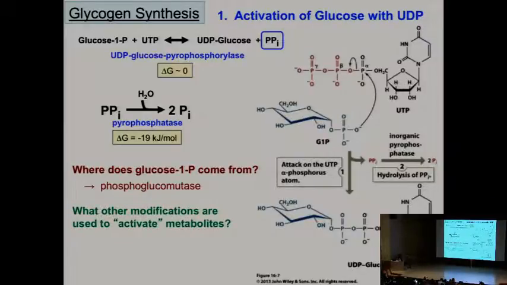This is an example of a covalent modification being used to activate a metabolite, and you've seen some examples of this several times in this class. Can you think of any other modifications that activate a common metabolite?